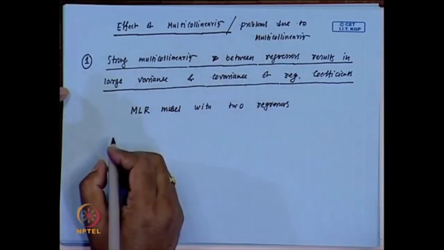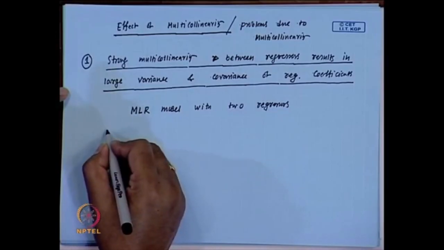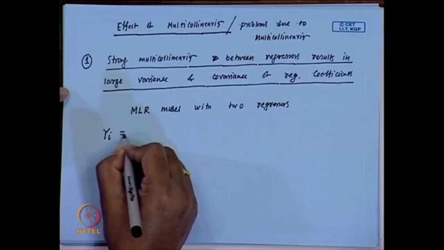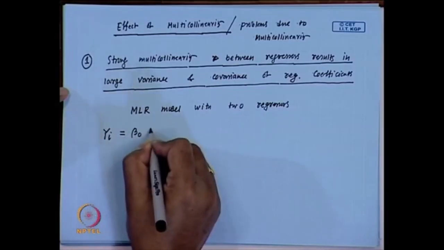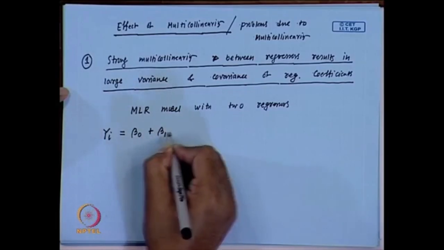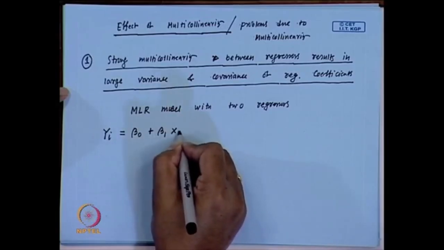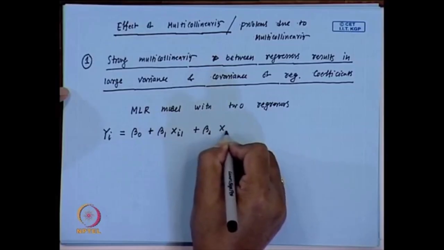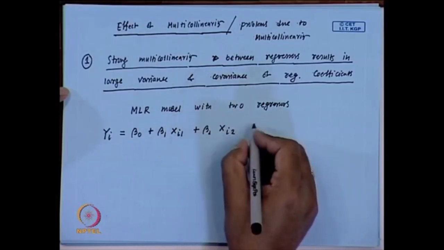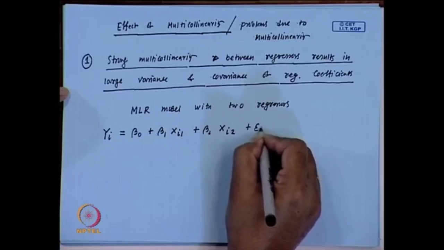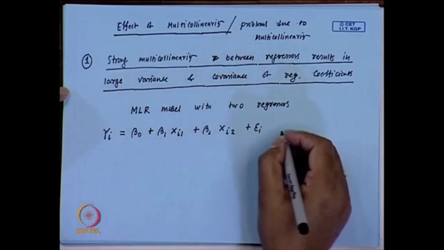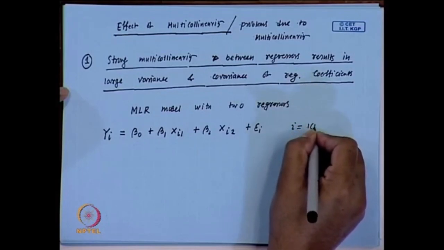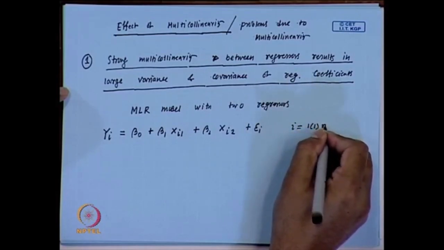Right. So my model here is y_i equal to beta naught plus beta 1 x_i1 plus beta 2 x_i2 plus epsilon_i. So this i stands for the ith observation, so i is from 1 to n.